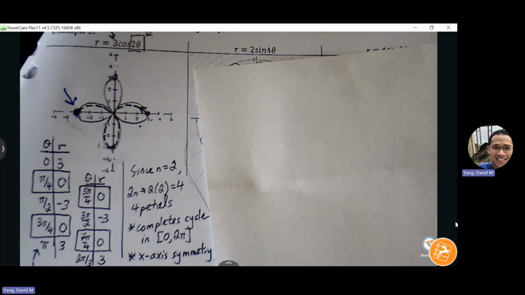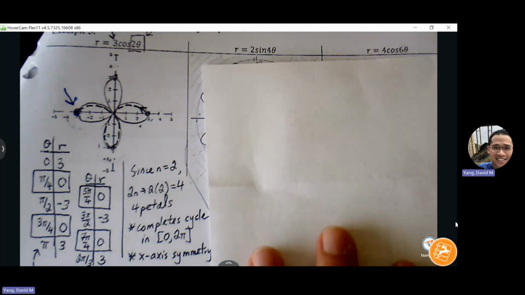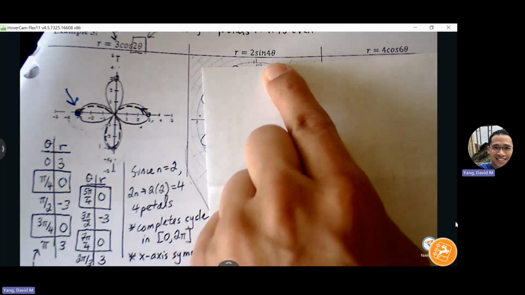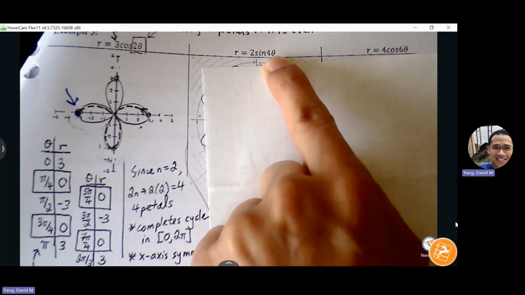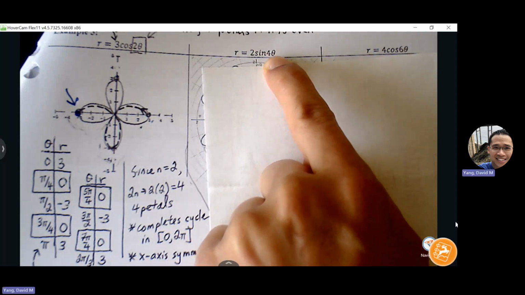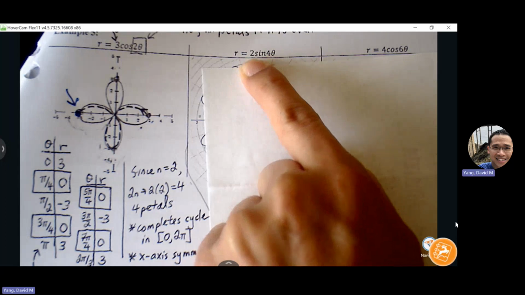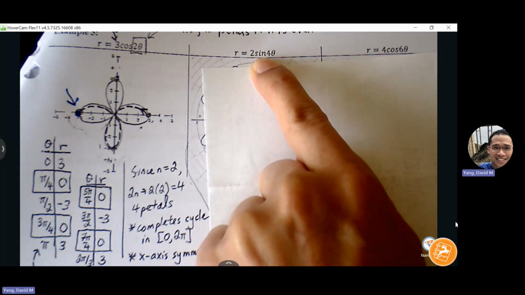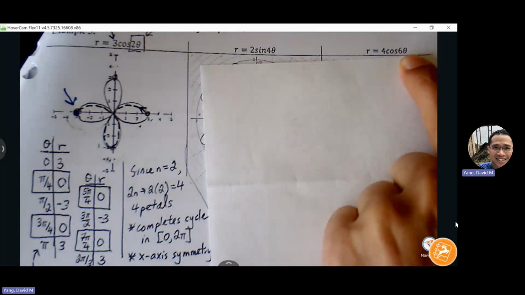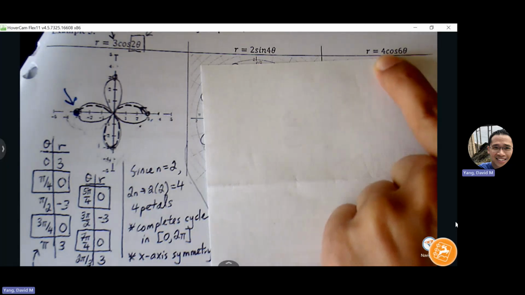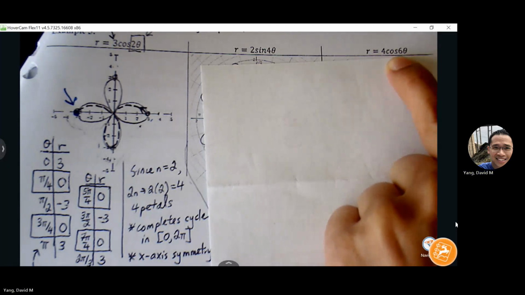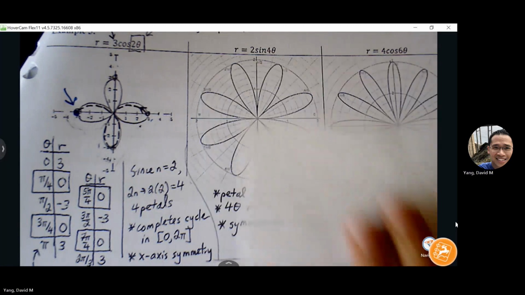Okay, what about for here? Even if we didn't look at the graph here, we can tell how many petals. 8 petals, petal length of 2, symmetry about the y-axis. 6 is an even number, 12 petals, petal length is 4, symmetry about the x-axis.